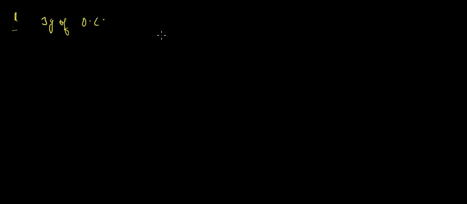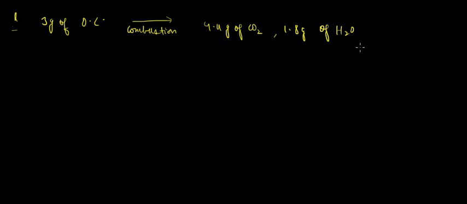So on combustion it gives 4.4 gram of CO2, 1.8 grams of H2O. So we have to find the empirical formula, and if one molecule of organic compound contains 6 oxygen atoms, then find the molecular formula. So first we have to find the empirical formula, then the molecular formula.